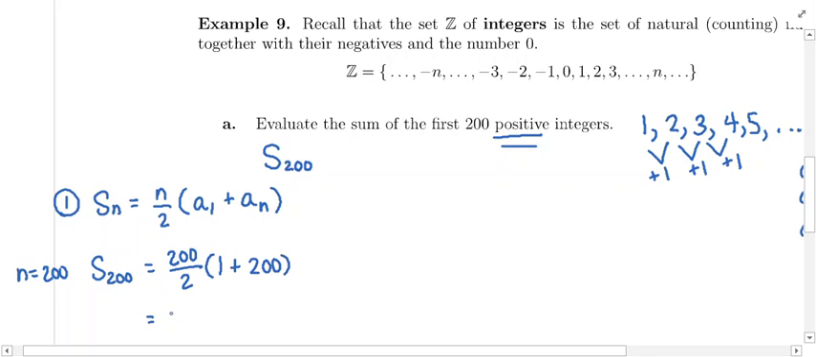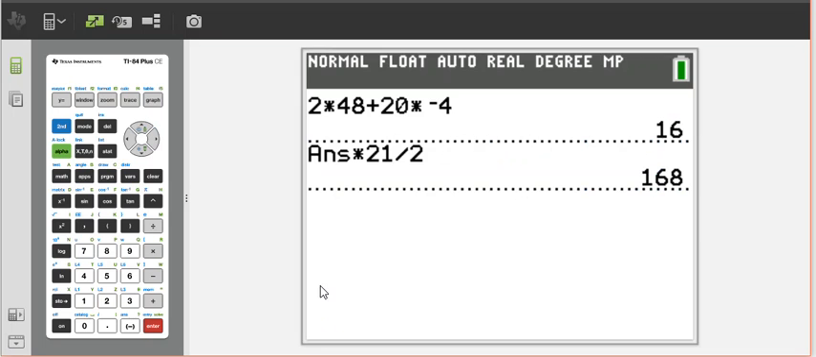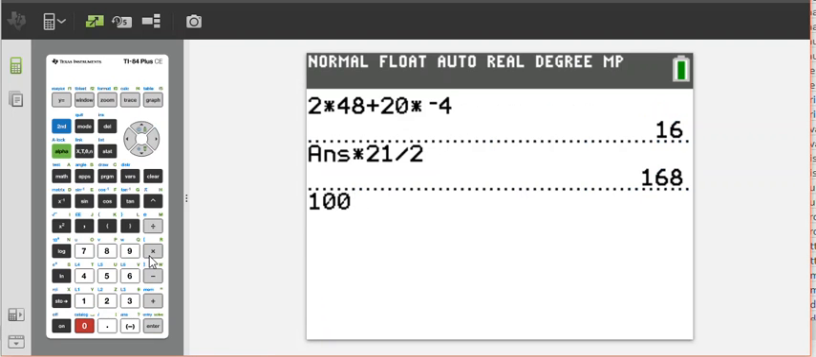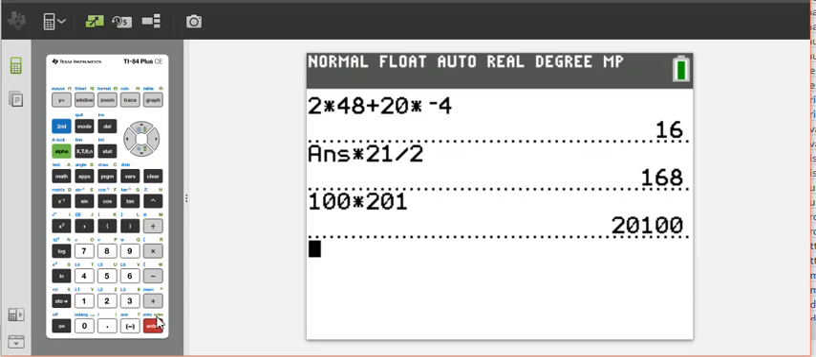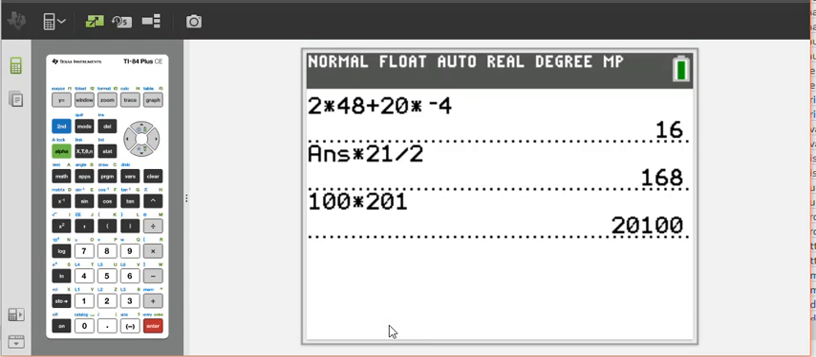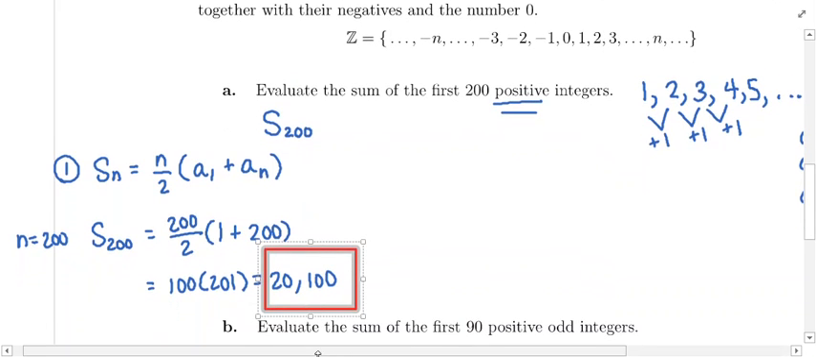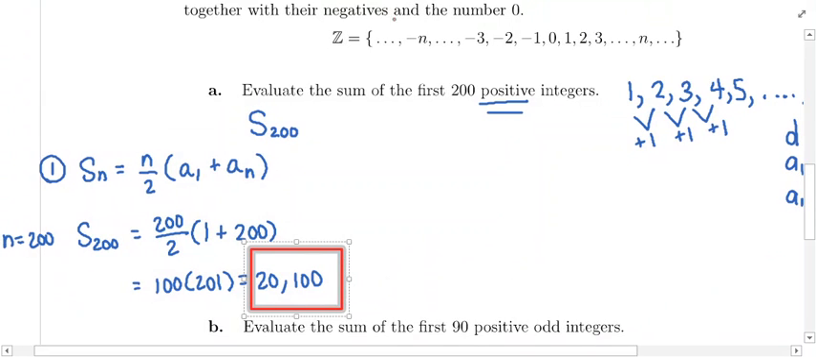So this is going to be 100 times 201. If we calculate this, we will get 100 times 201, and so here is the sum of these numbers. If you add up the first 200 natural numbers, this is going to be your answer. We could have used the other formula to get this, so I'll put this in a different color.